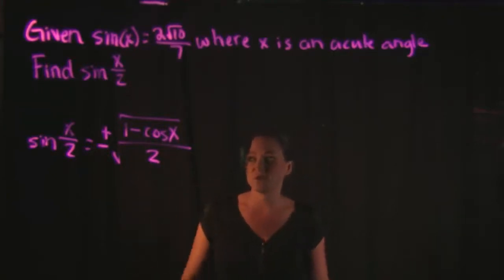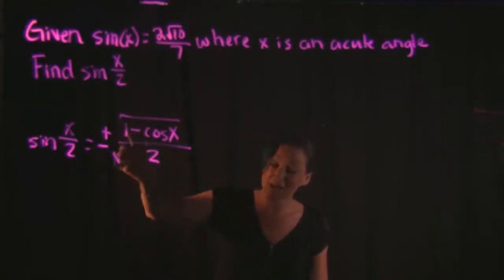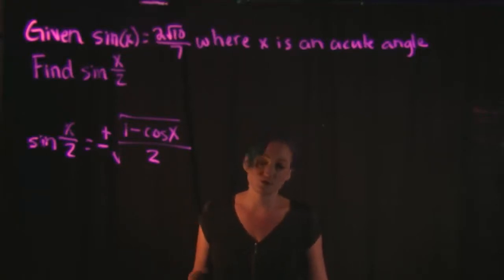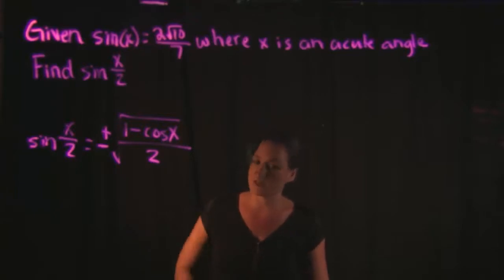For the sine of x over 2, it's the square root of 1 minus cosine of x over 2. So it can be kind of tricky there. They look very, very similar, so do double check your formulas to make sure you are using the appropriate one.